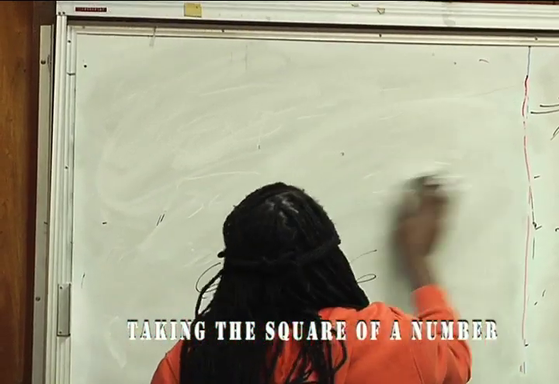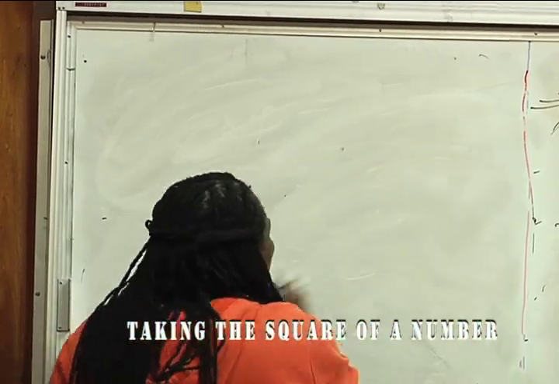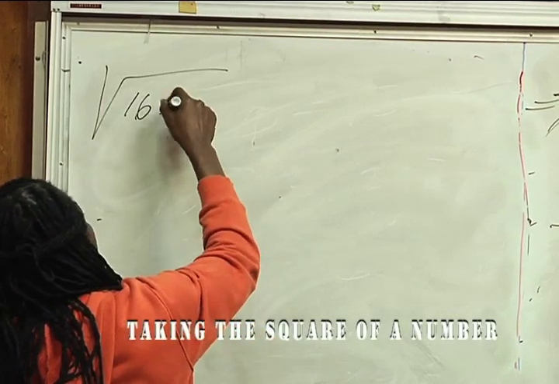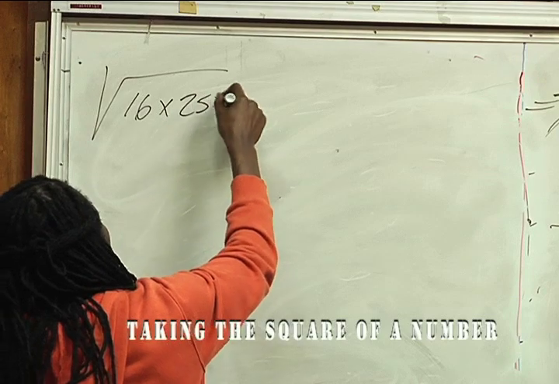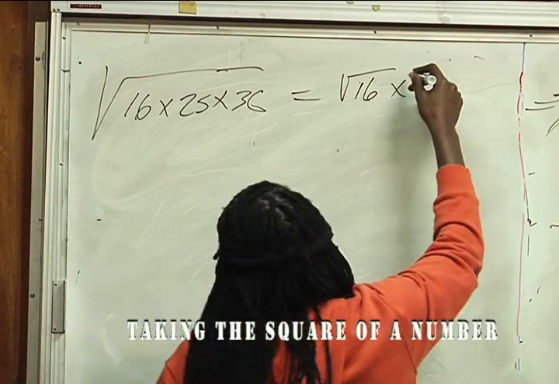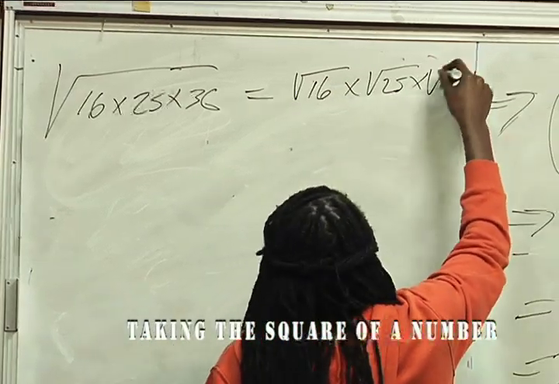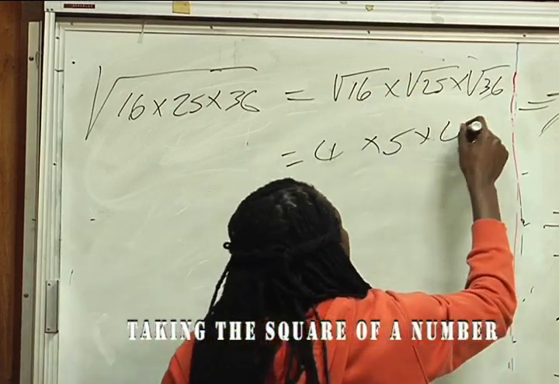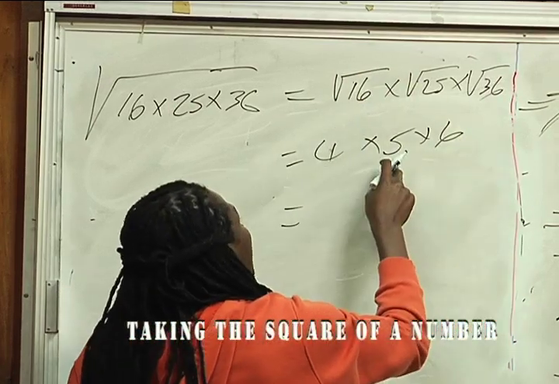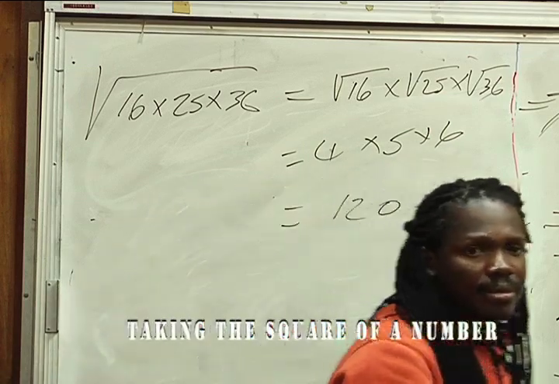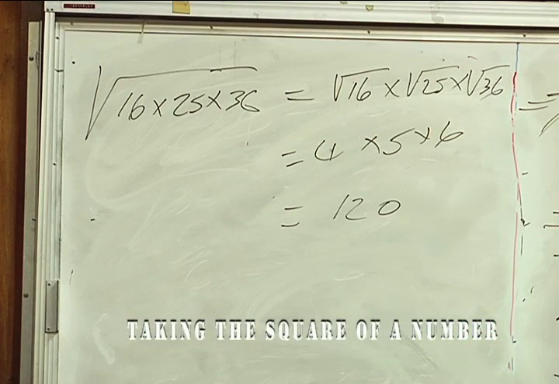See why the math is so easy and so simple if you know the rules? You cannot be a fool. Watch it. The square root of 16 times 25 times 36 is equal to the square root of 16 times the square root of 25 times the square root of 36, equal to 4 times 5 times 6, equal to 20 times 6, which is 120. Simple. Let me see if that is true.